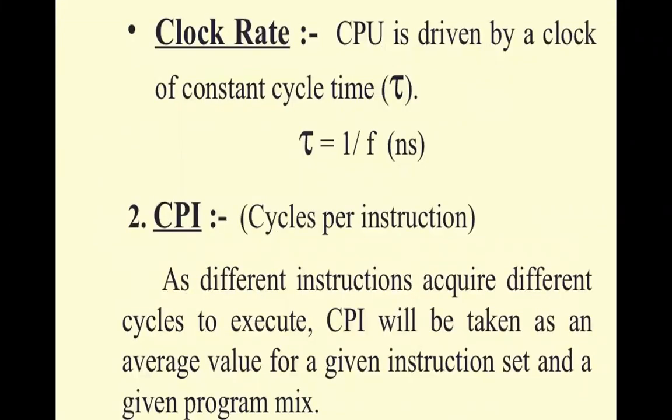First, the first parameter is clock rate. Clock rate will be denoted with tau. It is the inverse of cycle rate. Cycle rate is the frequency, which we call f. So tau will be 1 by f, and f is equal to 1 by tau.